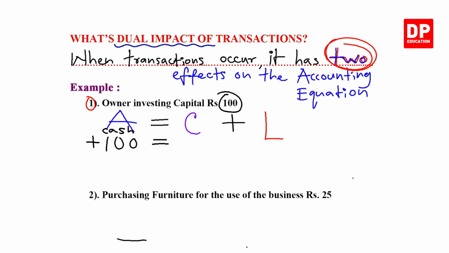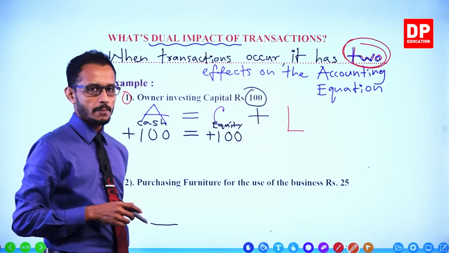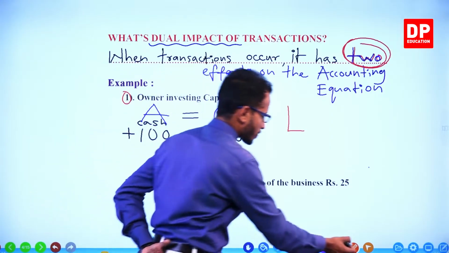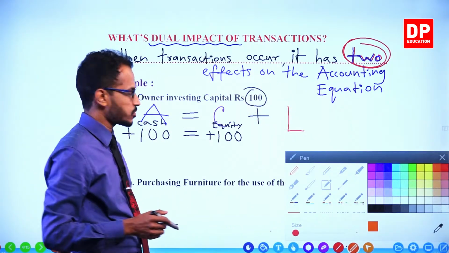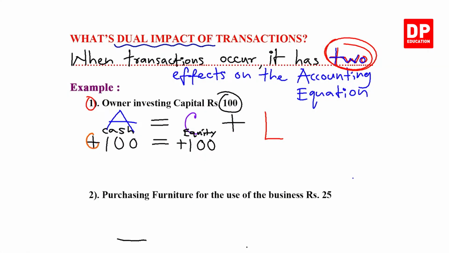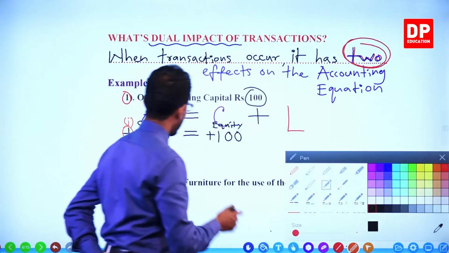Equals under capital 100 plus, that is equity. That's it. That's how you record the dual impact. Shall I put numbers, just to make sure? This is the first impact, children. Under assets, first impact, it is an increasing of assets.